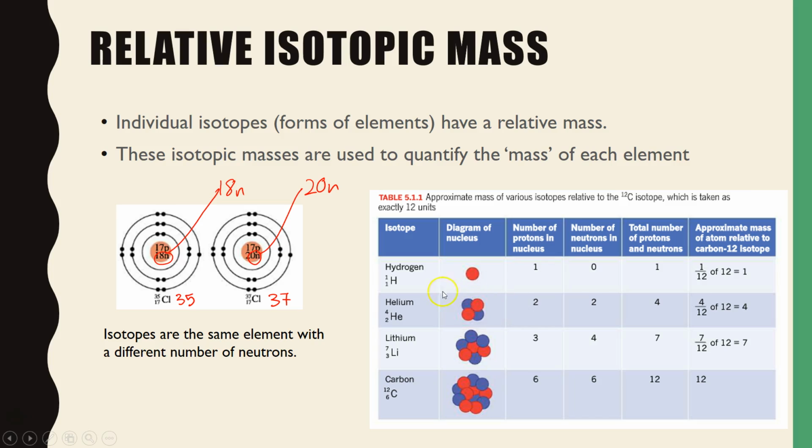But if we look at other elements here, hydrogen has an atomic number and a mass number of 1 there. It is 1/12th of carbon, therefore its mass is 1. Helium is 4/12ths of carbon, so it is 4. That is its relative isotopic mass, that particular isotope of helium.